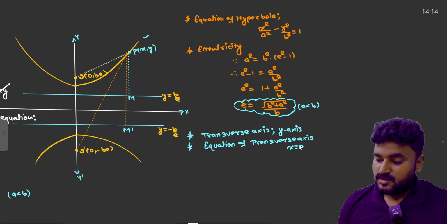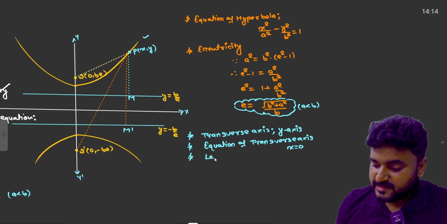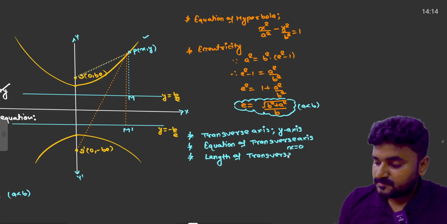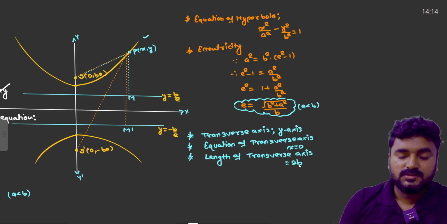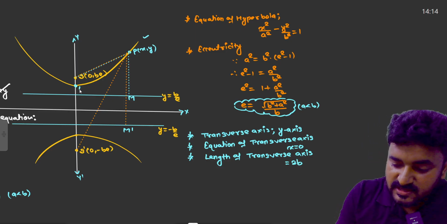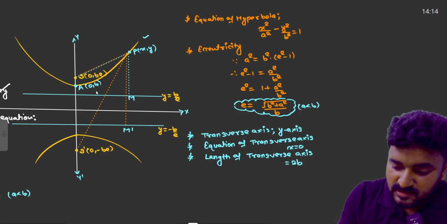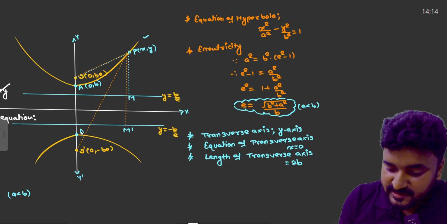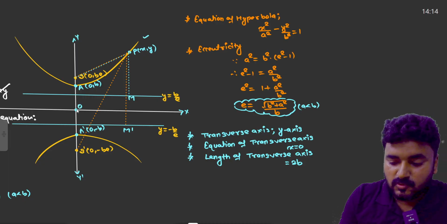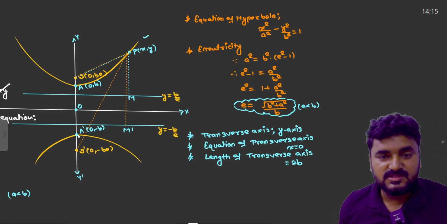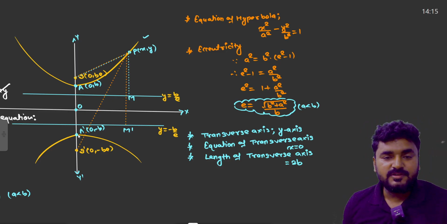Okay student, after the equation, I will find the length of the transverse axis. It will be 2b. Why? Because the vertex is A at 0 comma b, and A dash at 0 comma minus b. This is your center. So O to A and O to A dash distance is b and b, so I will write 2b.